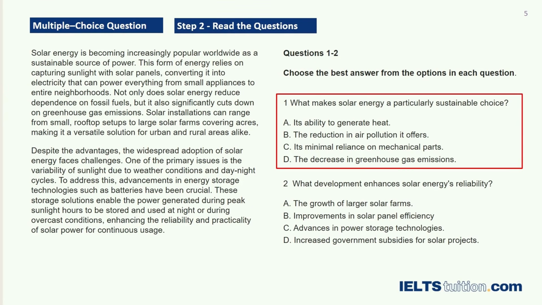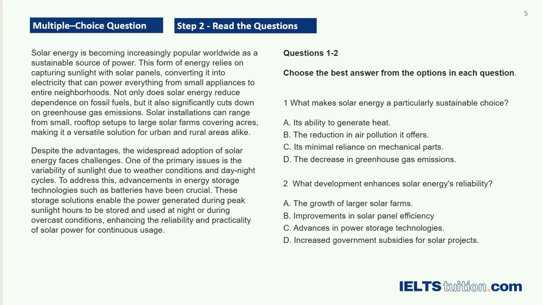The question is, what makes solar energy a particularly sustainable choice? The 4 options are its ability to generate heat, the reduction in air pollution it offers, its minimal reliance on mechanical parts, and the decrease in greenhouse gas emissions. Let's identify keywords in the question. We do this to find the right section of the text to read.